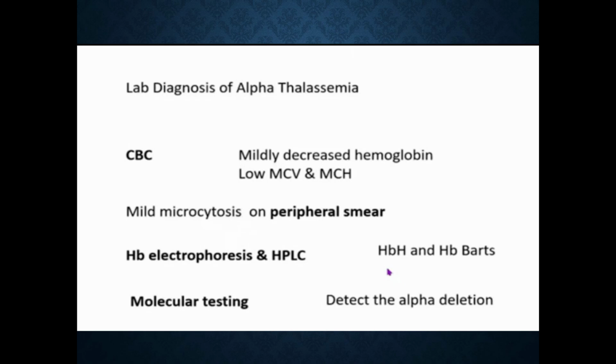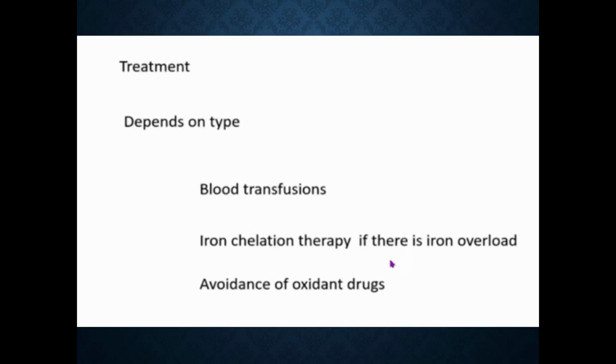Lab diagnosis: commonly they'll have mildly decreased hemoglobin levels and low MCV and MCH, and mild microcytosis on peripheral smear. Hb electrophoresis is commonly diagnostic, and molecular testing can also be useful to detect the alpha deletion. In electrophoresis, HbH and Hb Barts can be easily diagnosed. Treatment is commonly blood transfusion, iron chelation therapy, and avoiding oxidant drugs, because oxidation leads to inclusion formation.